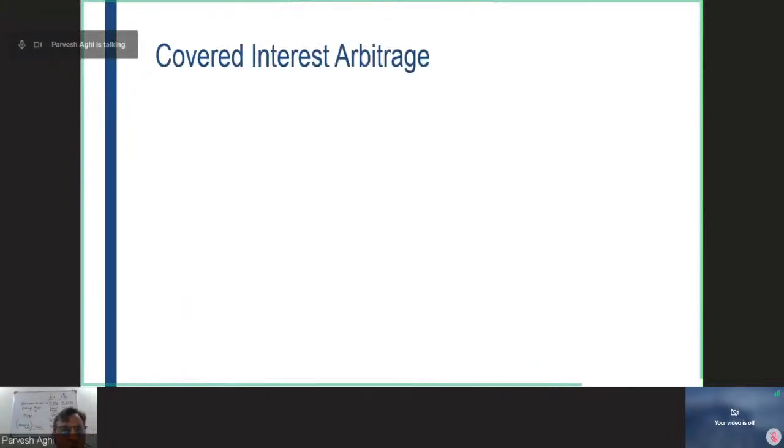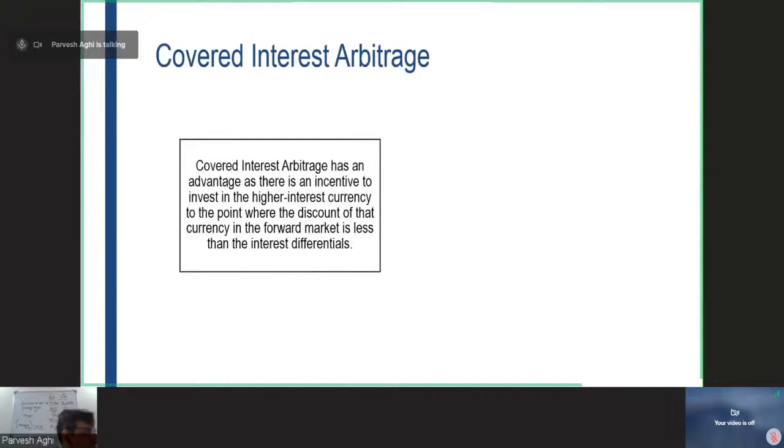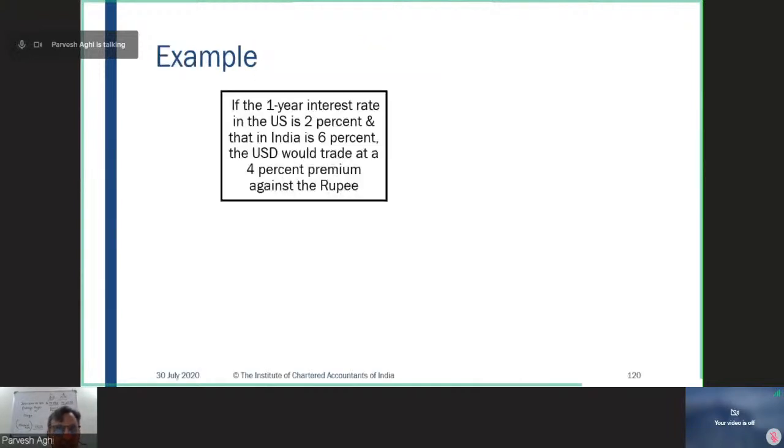Okay, so now we are doing covered interest rate arbitrage, and we do a question on that. Covered interest arbitrage has an advantage, as there is an incentive to invest in higher interest currency to the point where the discount of that currency in the forward market is less than the interest. Now, there can be two scenarios. Either the currency has not depreciated to the fullest extent. That means that if the rate of interest is 6%, in America it is 2%, so our currency should depreciate by 4%. If it has not happened, then there is an arbitrage which can happen.